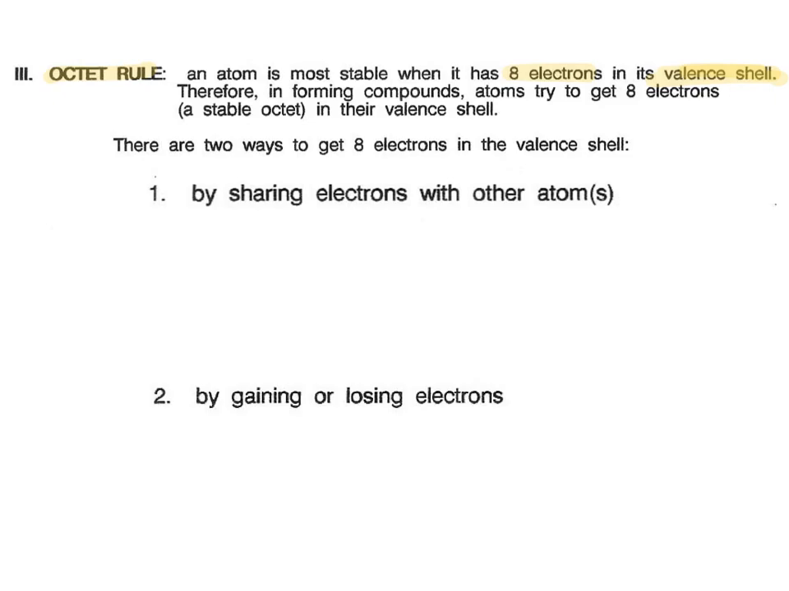There are 2 ways to get to the correct number of electrons. One way is to share electrons with another atom. If they share the electrons, they both get to count those electrons as if they were theirs. Sort of like going to the bank and you put in $10 and your husband or wife puts in $10, and then you put it all together and you say, well, we have $20.